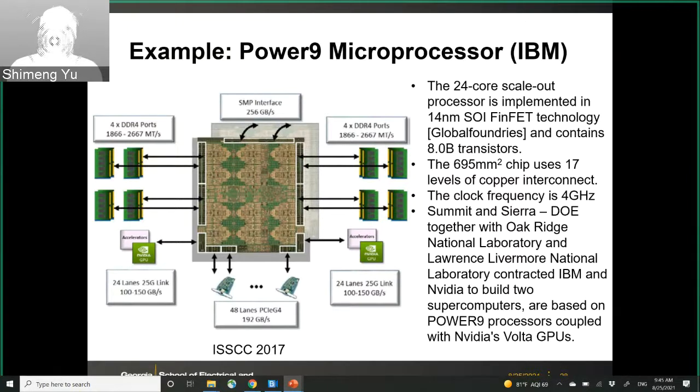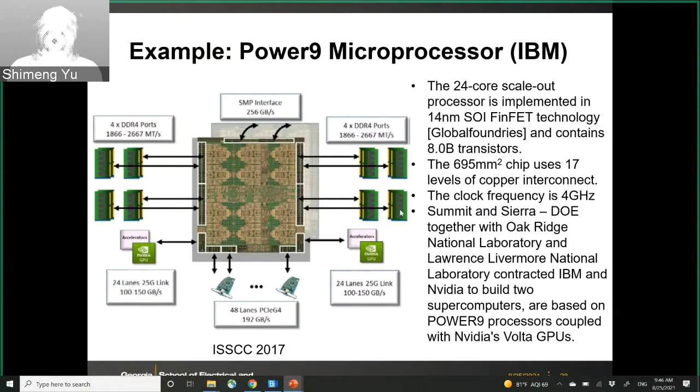There are two systems. One is called Summit, one is called Sierra. Those are basically assembled at Oak Ridge National Lab and the Lawrence Livermore National Lab. And those two are, I believe, in the top 3 or top 5 of the supercomputers in the world. So this Summit used to be number 1, but I think last year Japan made a new one. So Summit is probably number 2 these days.